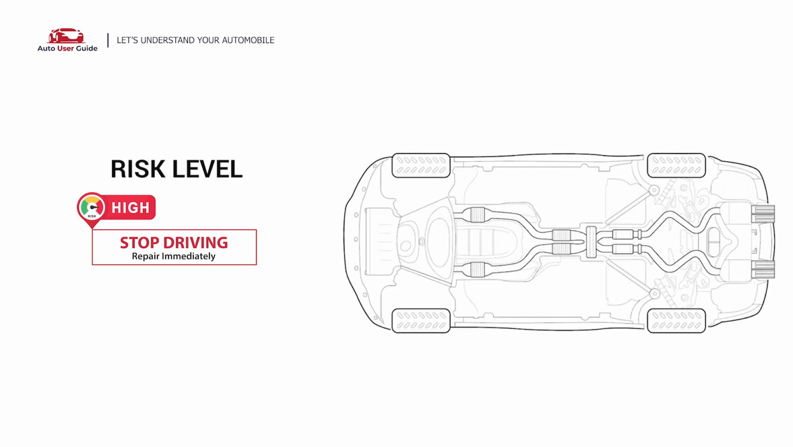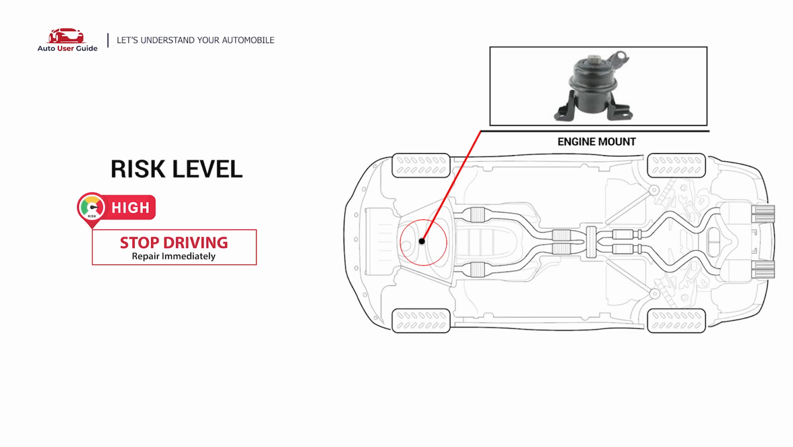The P0A14 engine code indicates the engine control unit, ECU, has detected an electrical fault or a disconnected or broken circuit in the active or electronically controlled engine motor mount A, usually the front mount. Under this circumstance, stop driving and repair your vehicle immediately.